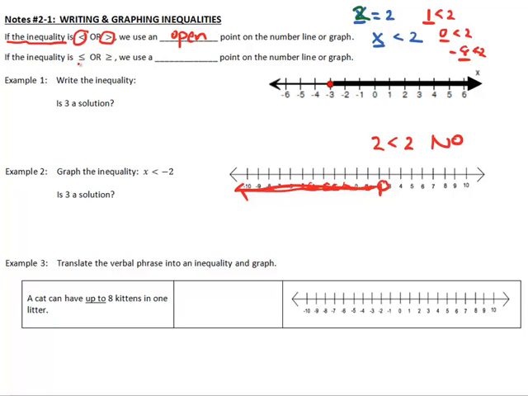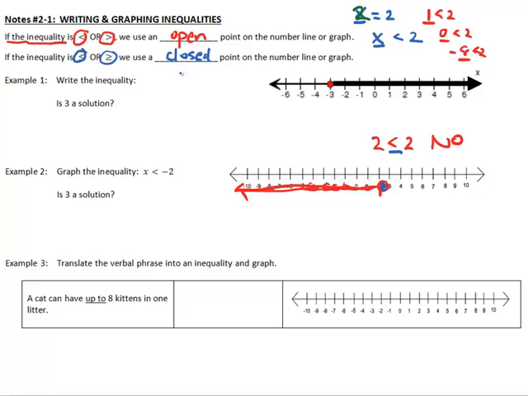If the inequality is less than or equal to or greater than or equal to, so what if I change this with the 2 into a less than or equal to? Now 2 becomes a solution, so I have to include that in my solution, so I'll put a dot there, and I'll show that it's a solution with a solid dot. So if the inequality is less than or equal to or greater than or equal to, we use a closed point on the number line or graph. Closed, I mean shaded, or filled in.